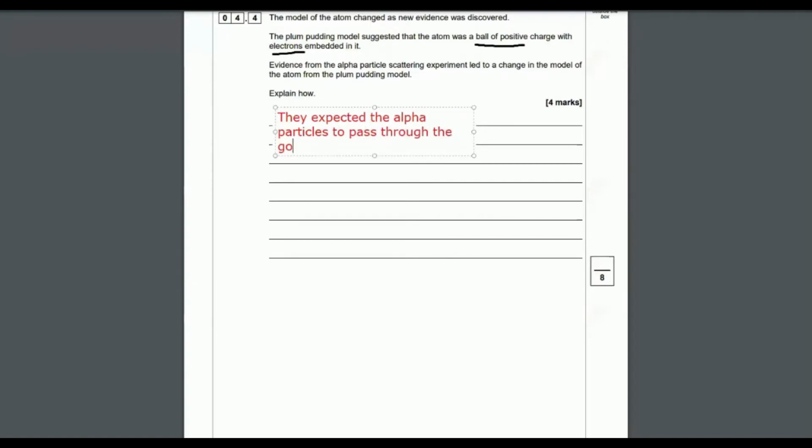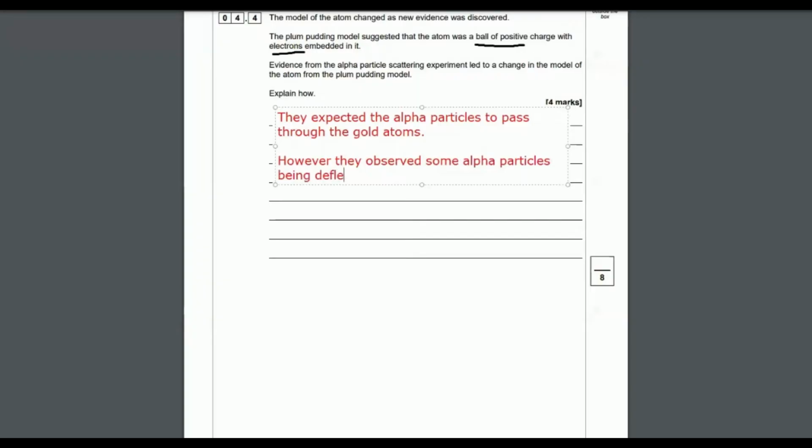So they expected most of the alpha particles to pass straight through if the atom was like a plum pudding. And they fired them at gold atoms, which are quite heavy and quite big. So tiny alpha particles should just pass straight through if the gold atoms were like a plum pudding.